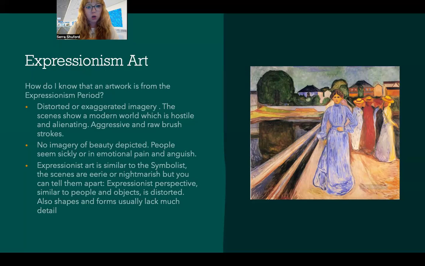We see a lot of distorted or exaggerated imagery. The scenes show a modern world which is hostile and alienating. Aggressive and raw brushstrokes are often seen as well. There's typically no imagery of beauty depicted. People seem sickly or in emotional pain or anguish. Expressionist art is similar to Symbolist art. The scenes are eerie or nightmarish, but you can tell them apart. Expressionist perspective on people and objects is distorted, and the shapes and forms usually lack much detail, a little bit like Fauvism, really.